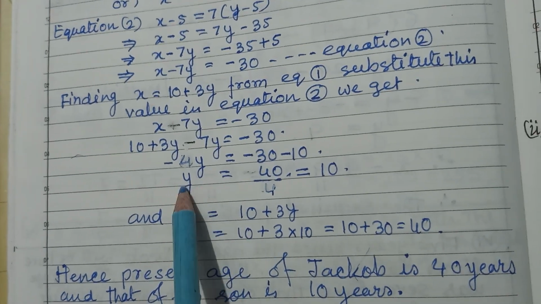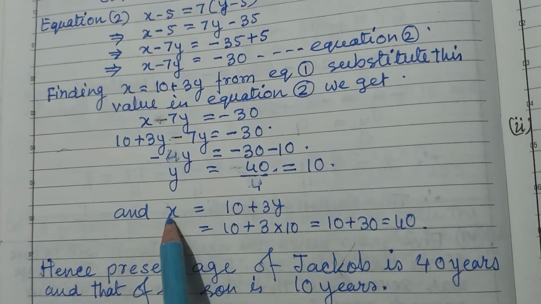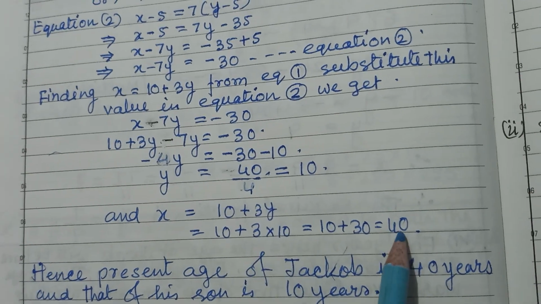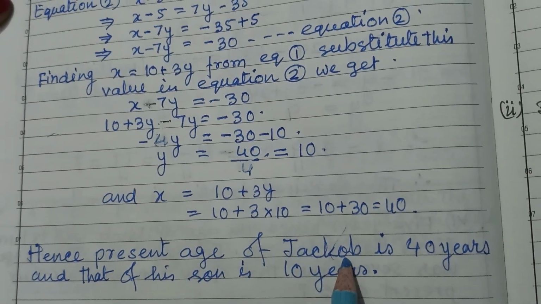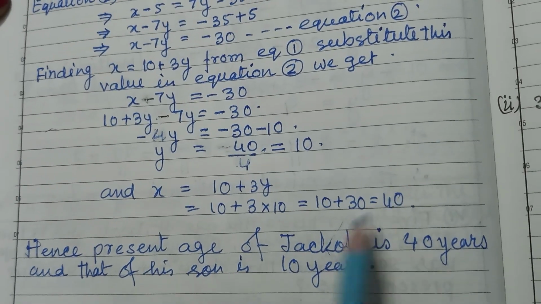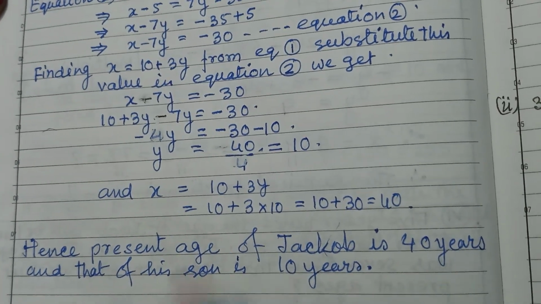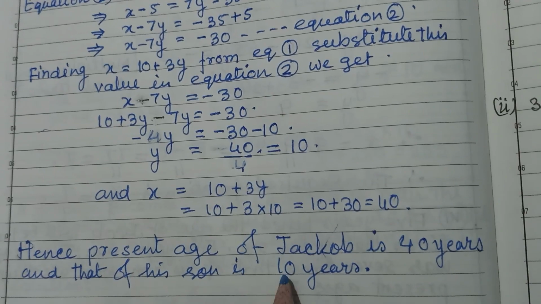y we have got 10 and x we have got 40. That means the present age of Jacob, x, is 40 years, and the present age of his son is 10 years.